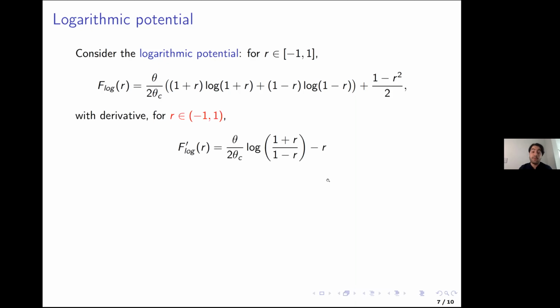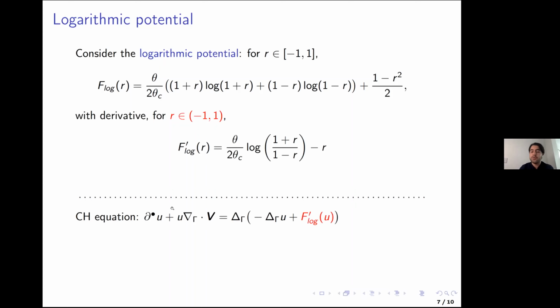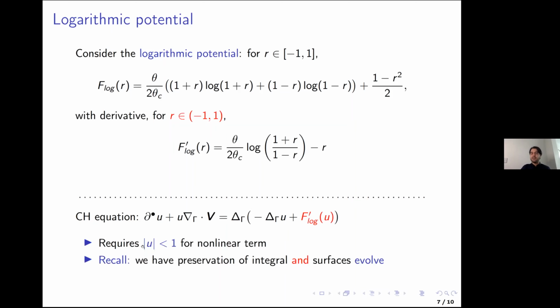But now if you remember that what shows up in the equation is not F, but F prime. And there's an important feature in here, which is that F prime is singular at -1 and 1, right? It's not defined. So if you want to give meaning to this sort of equation, we would expect a natural restriction to give meaning to the solution of a logarithmic potential, which is that u should be bounded by 1 in magnitude, right? For this nonlinear term to make sense. And maybe some of you now are seeing that this is an issue, right? Because I claim that combining the boundedness of the solutions with the preservation of the integral and the fact that surfaces evolve leads to some sort of problems as far as well-posedness is concerned, right?